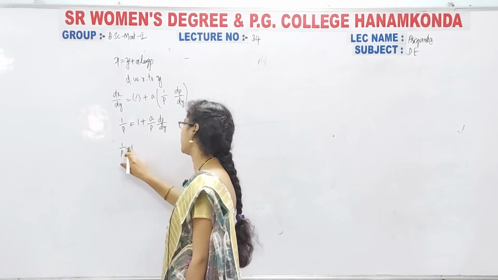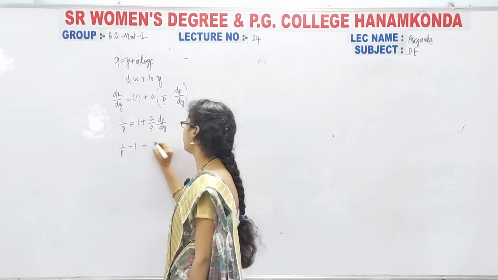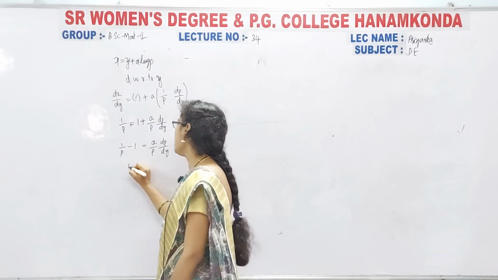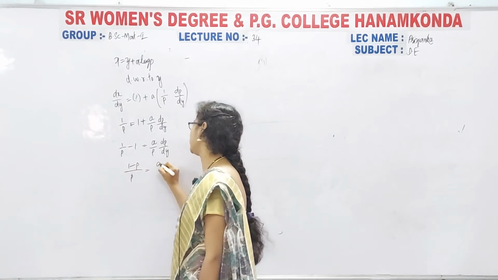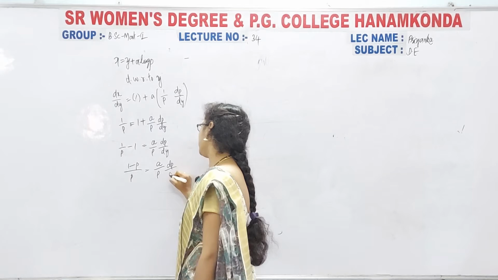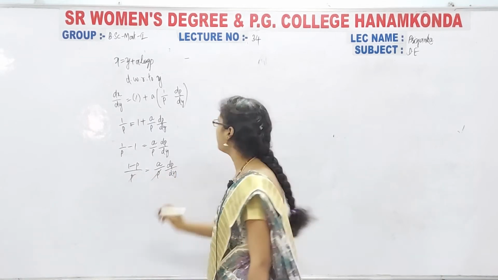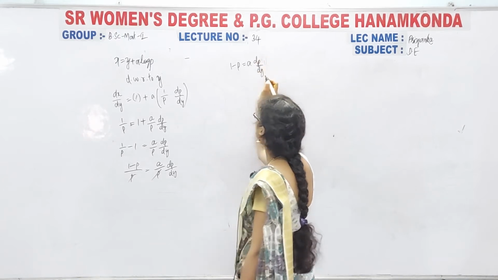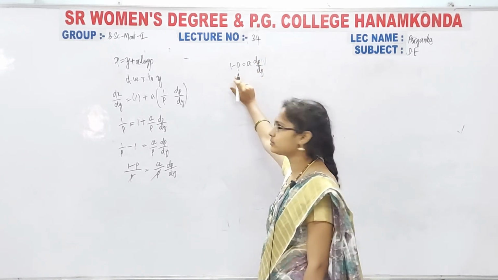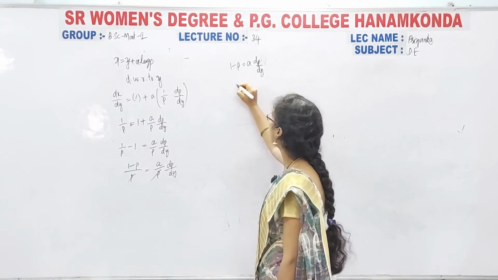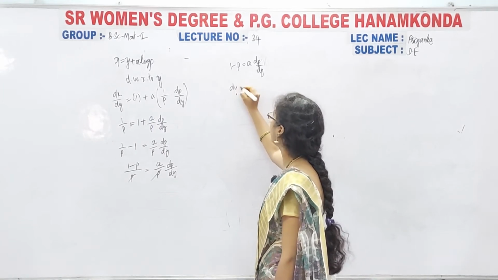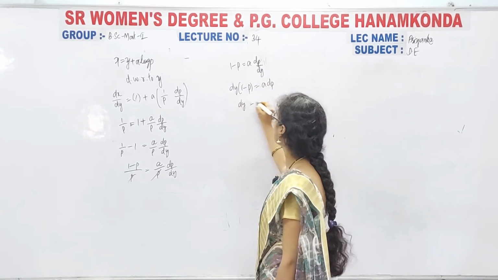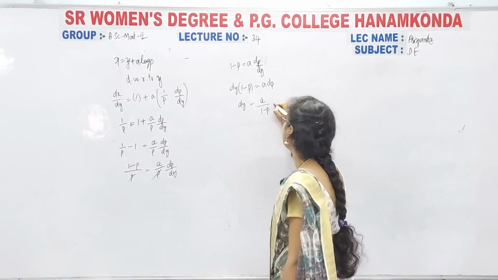Now I am keeping this value here and taking the 1 to this side: 1 by p minus 1 equal to a by p dp by dy, and I am taking the LCM here. Then (1 minus p) by p is equal to a by p dp by dy. Now can I cancel p on both sides? Now we get 1 minus p equal to a into dp by dy. Now taking cross multiplication, dy of (1 minus p) is equal to a into dp. Now dy is equal to a by (1 minus p) into dp.